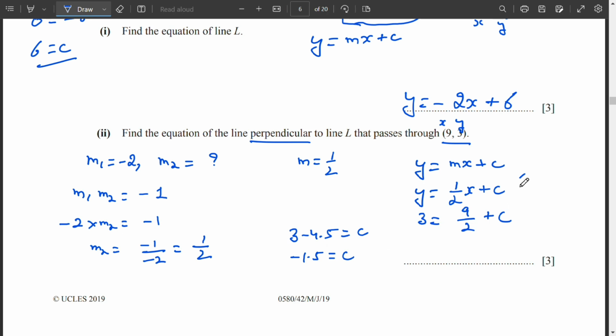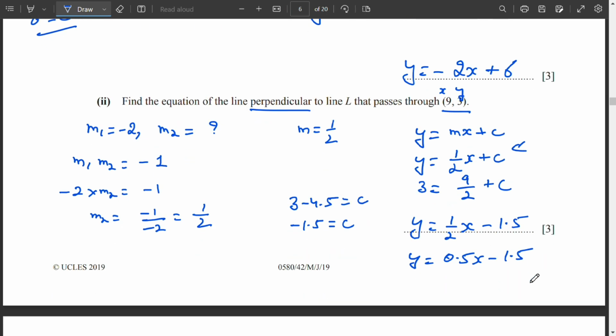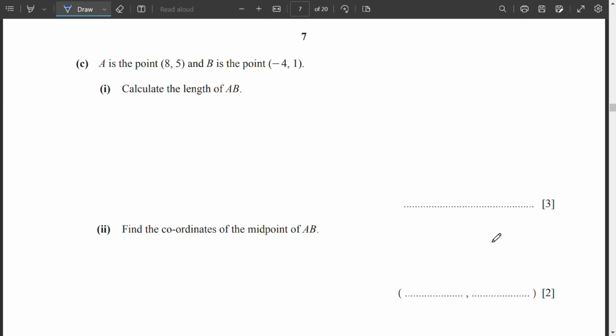So we can substitute it over here. So this is y equals half x minus 1.5, or instead of half you can write 0.5x minus 1.5. So that will be the equation of the line. Okay, now the c part.